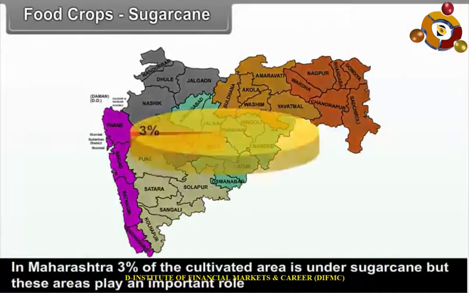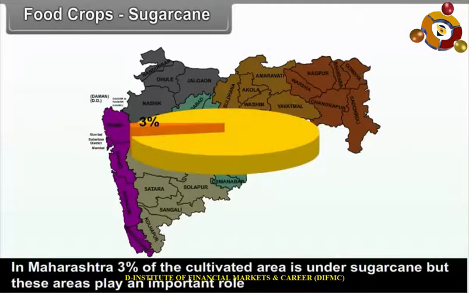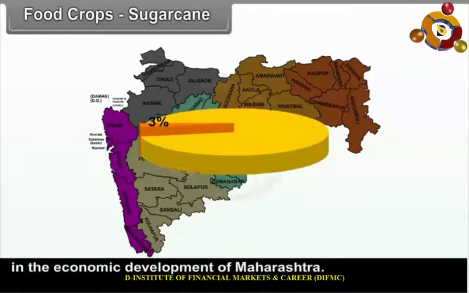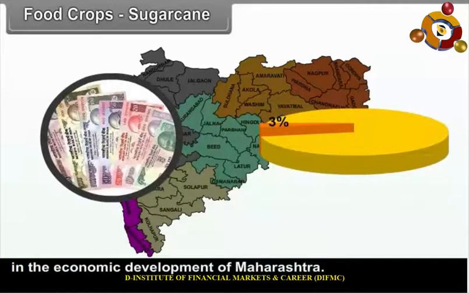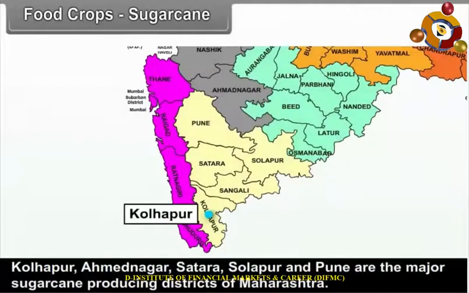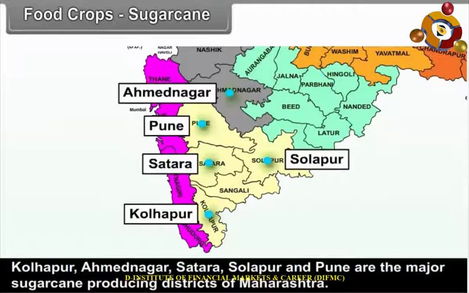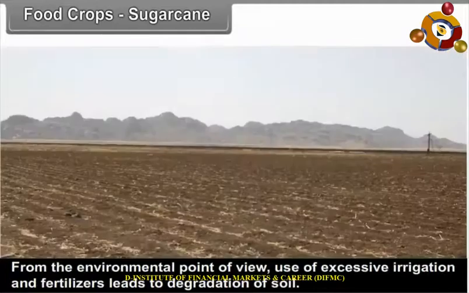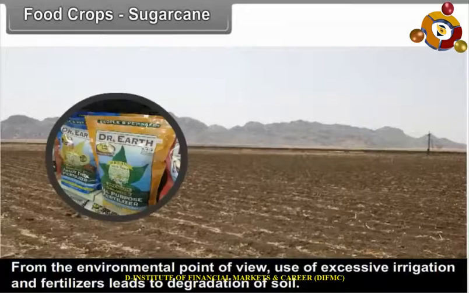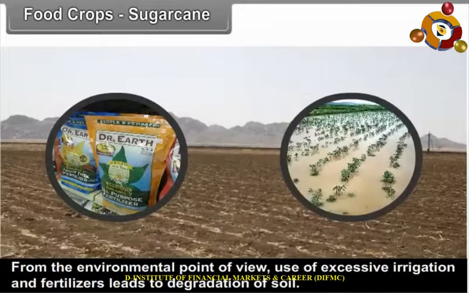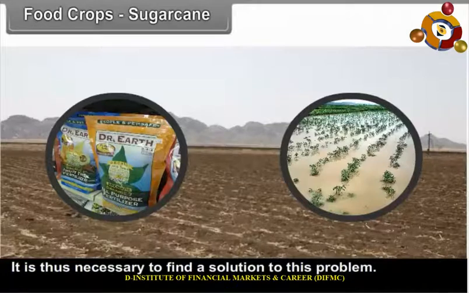In Maharashtra, 3% of the cultivated area is under sugarcane, but these areas play an important role in the economic development of Maharashtra. Kolhapur, Ahmednagar, Satara, Solapur, and Pune are the major sugarcane producing districts of Maharashtra. From the environmental point of view, use of excessive irrigation and fertilizers leads to degradation of soil. It is thus necessary to find a solution to this problem.